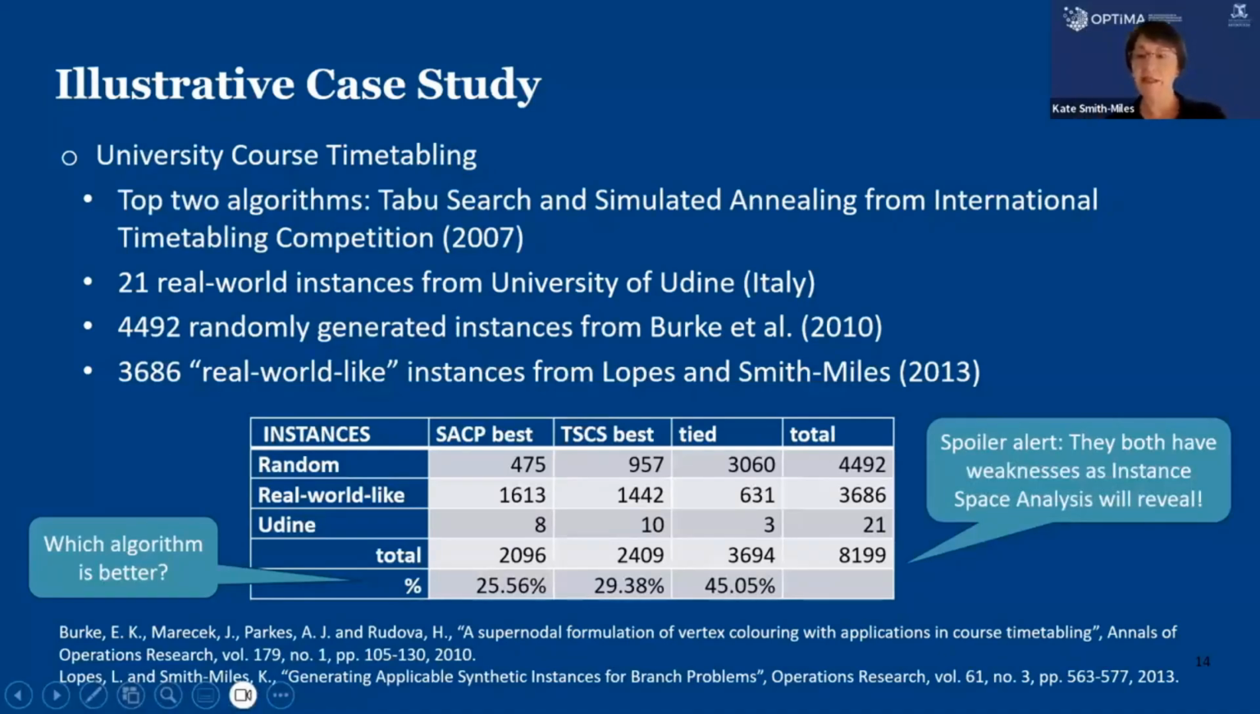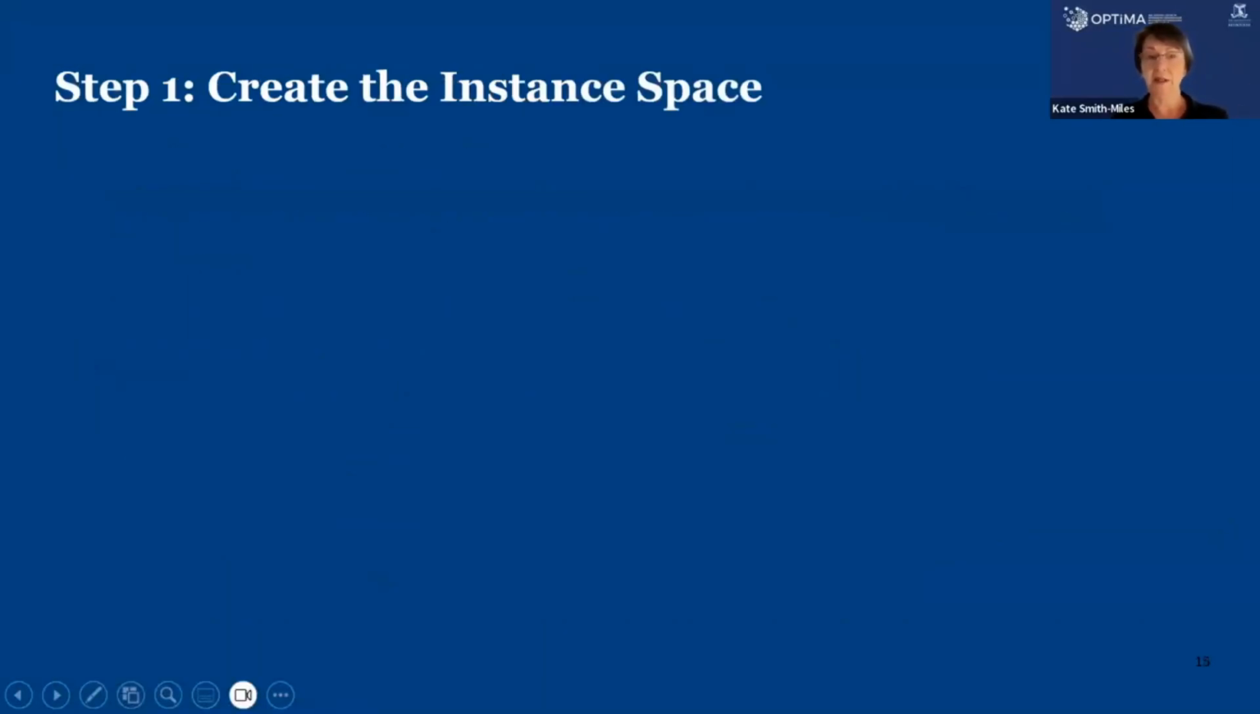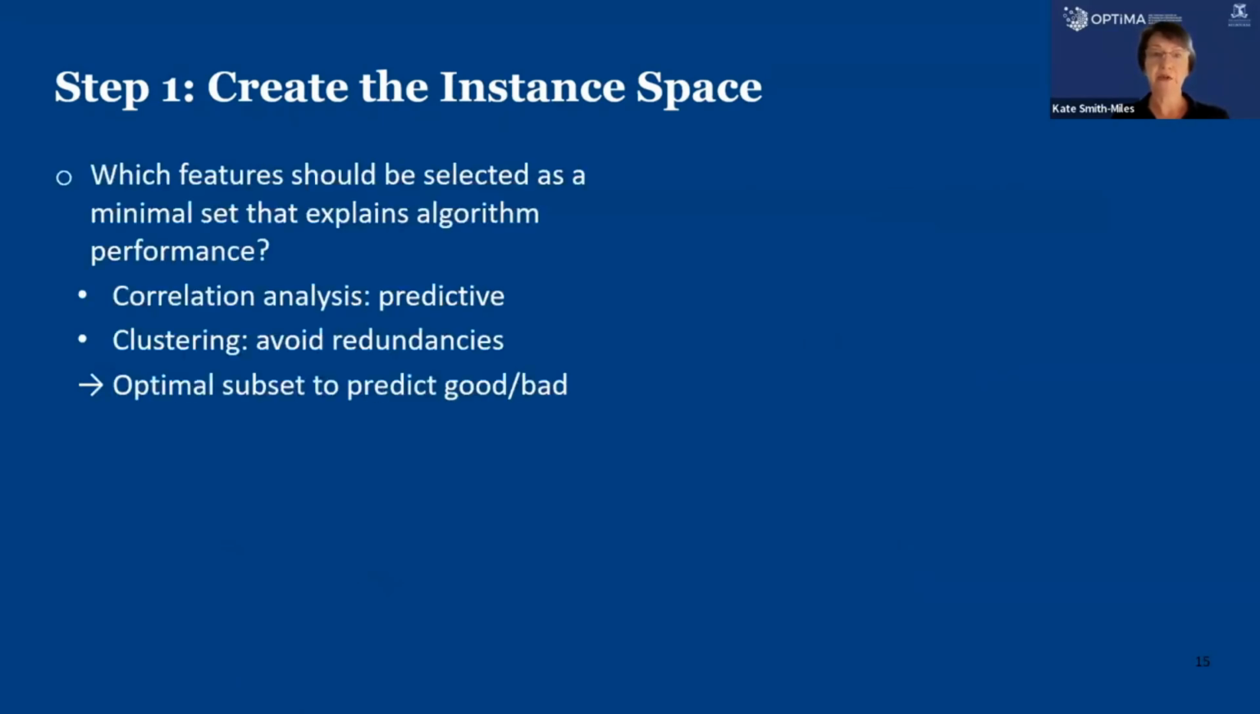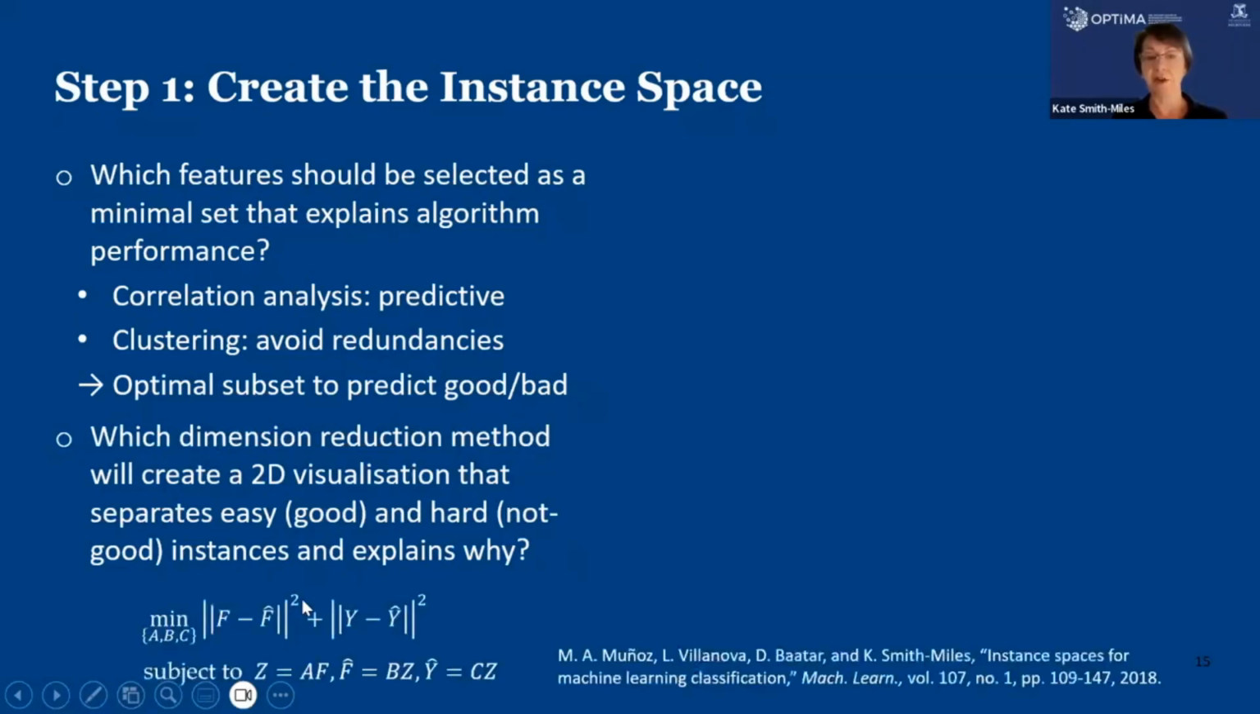So let's do instance-based analysis on this. And here's a spoiler alert. Both algorithms do have weaknesses, even the one that's better on average. So let's go through the 5 steps of creating the instance space. To create this instance space, there's some feature selection that happens, a bit of correlation analysis to see which features are predictive of performance, and some clustering to reduce redundancies in the feature set. We then solve an optimization problem to select the optimal dimensionality reduction, the projection matrix, to go from a high-dimensional feature space of the selected features to a 2D mapping.